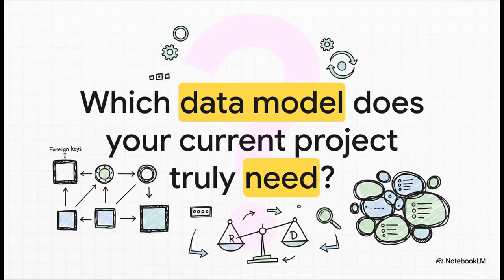I want to end on a question for you to take back to your next architecture review. Based on these specific engineering trade-offs, really evaluating the inherent shape of your data, your tolerance for schema enforcement versus flexibility, and your specific read-to-write ratio, which data model does your current project truly need? Take a step back and objectively audit your system using this framework. Look right past the marketing hype, analyze the real cost of your impedance mismatches, and go build systems that actually work harmoniously with the natural structure of your data.